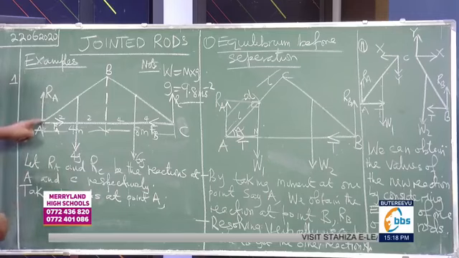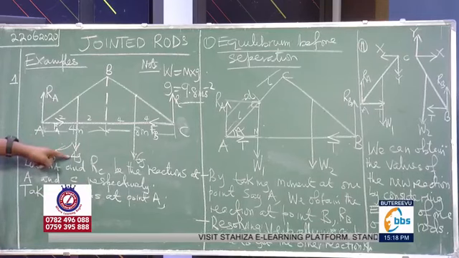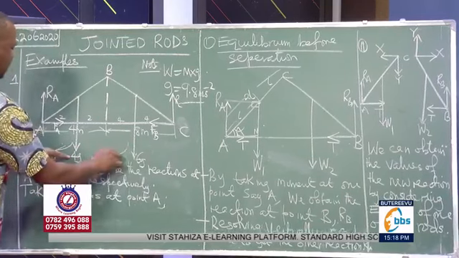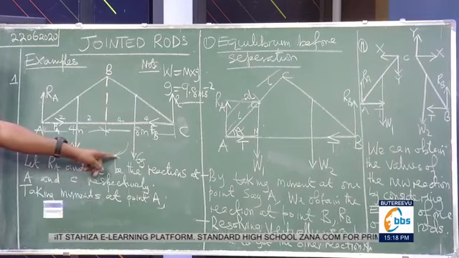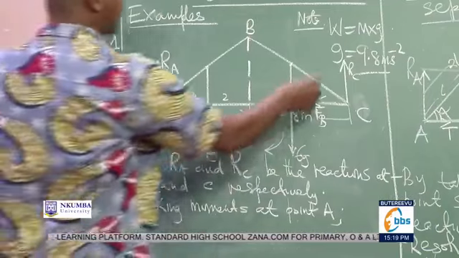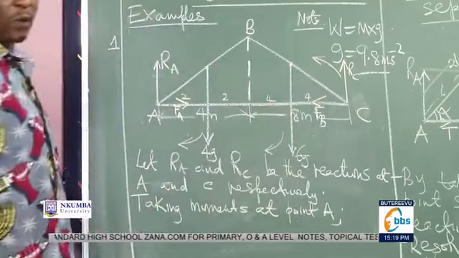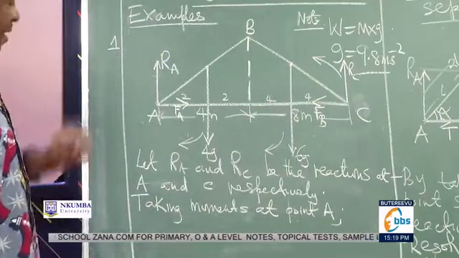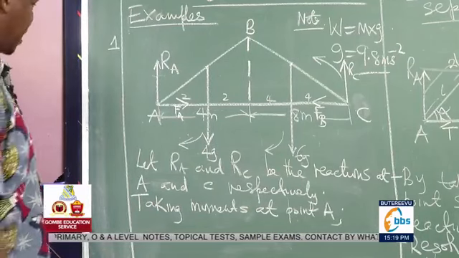So if I take moments at A, my weight of 4G is going to be acting clockwise. My weight of 6G is going to be acting clockwise. And my reaction of RC is going to act anti-clockwise. And in equilibrium, the clockwise moments are going to be equal to the anti-clockwise moments.